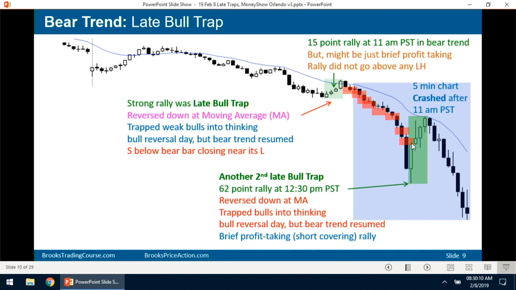Bulls are going to buy above this huge bull reversal, and they hope it breaks strongly above the moving average, but then you get this bear bar. Bulls will get out below the bear bar, and bears will sell below this bear bar, hoping for a continuation of the bear trend, which they got. There are many bear bars closing on their lows. Any of them is a reasonable short.